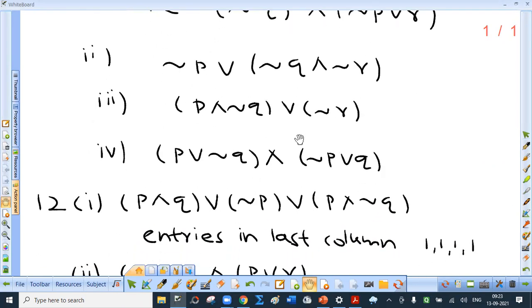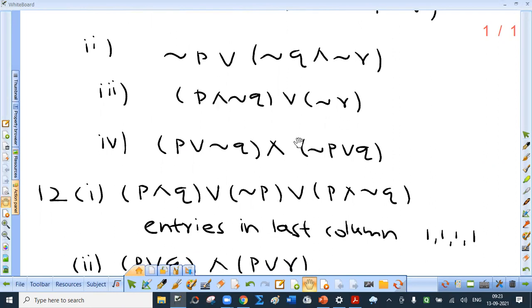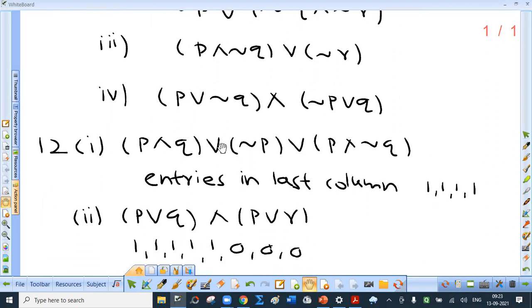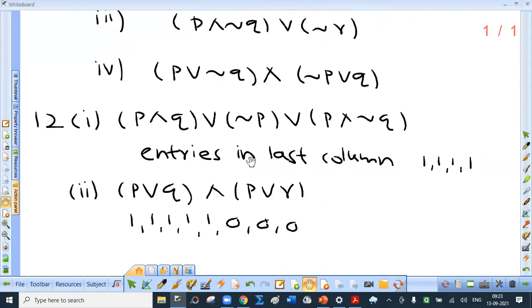Now, sum number 12 is again for homework. Express the following circuits in symbolic form. Prepare the switching table. So this is the symbolic form of the first. If you make the table, entries in the last column should be 1, 1, 1, 1. This is the symbolic form for the second, and these are the entries in the last column.